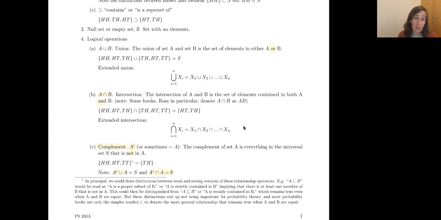We'll have one more set theory lesson that will take you through a few rules and properties. So I'll see you in there.